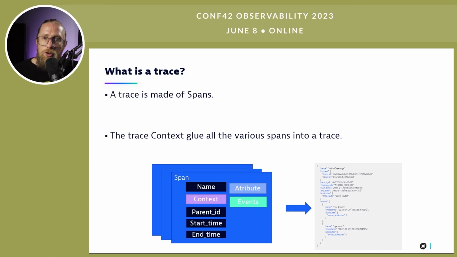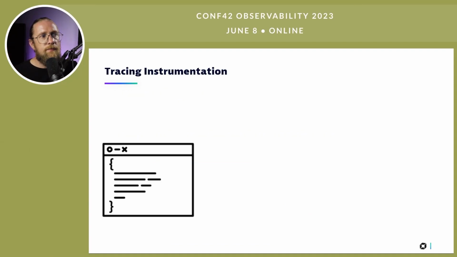And to make the trace, we will need a context. So the context has the trace ID and the span ID. And basically, with the help of the trace ID, this is how we attach all the spans together to make a trace. So a span has different information, so the name, the attributes, and so on, but we're not going to go too much into details.